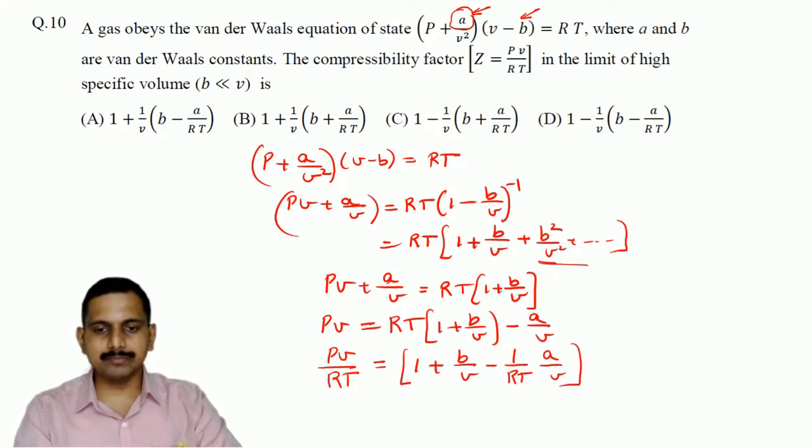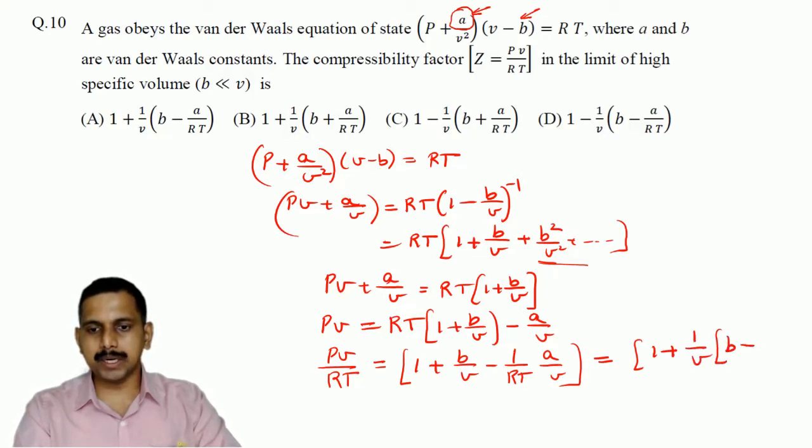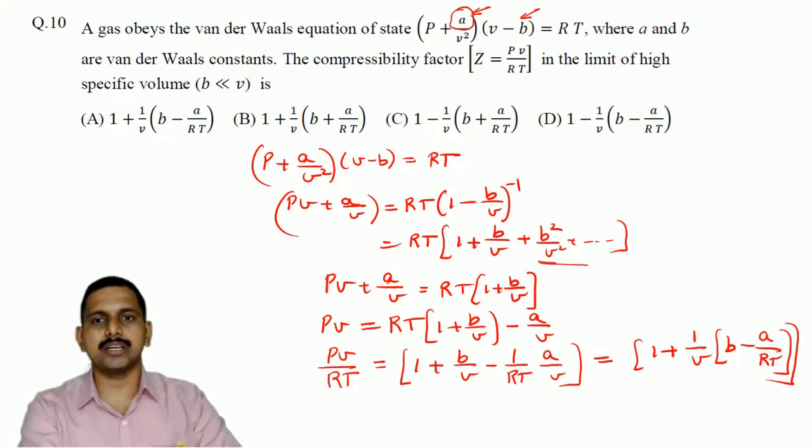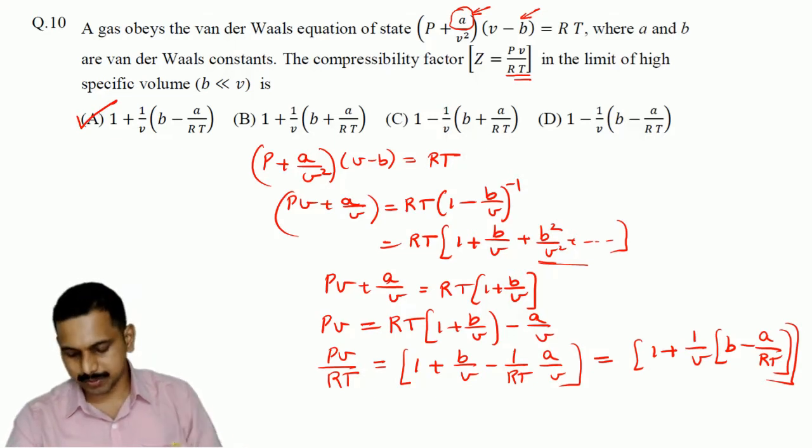Now if I take 1/V outside, this can be written as 1 + (1/V)(b − a/RT), correct? And this itself is the compressibility factor. It's already given here. PV/RT is the compressibility factor. So what is the answer? 1 + (1/V)(b − a/RT). A is the answer. I hope you have understood this, students.